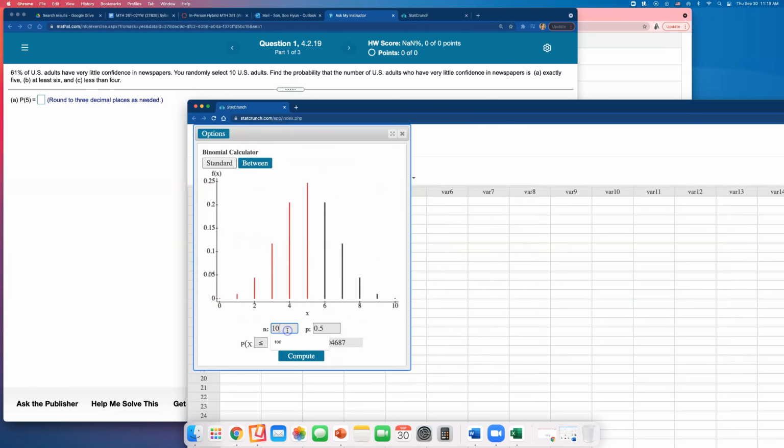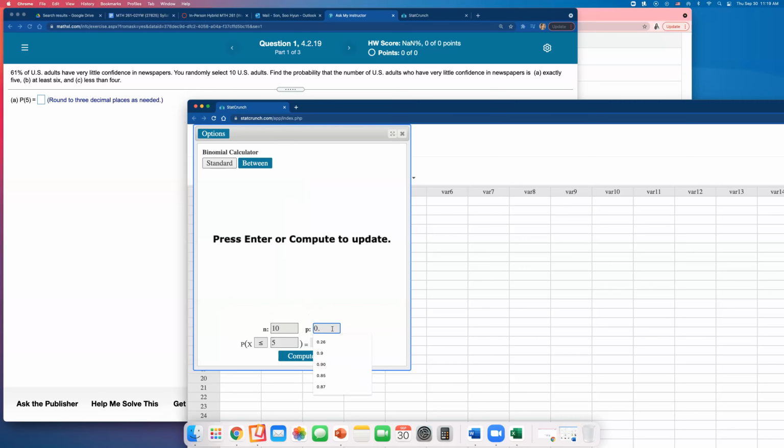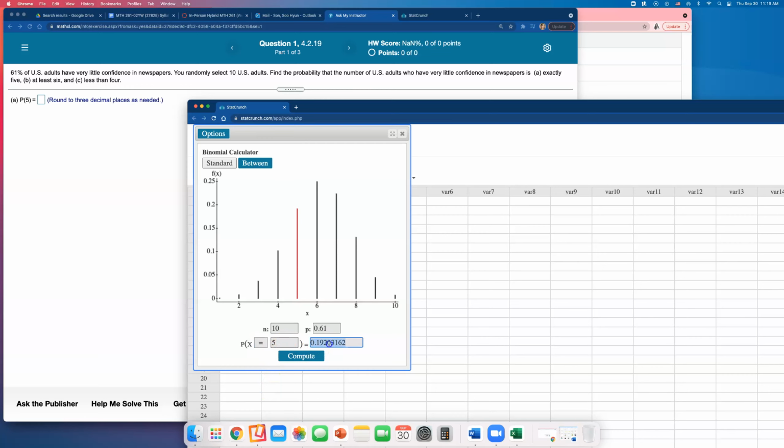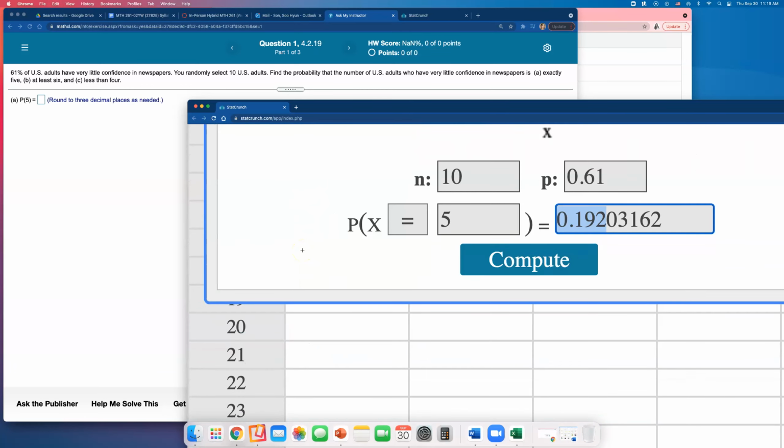Tell them that N is 10 because we randomly selected 10 US adults. Then P is 0.61 because 61% of US adults have very little confidence in newspapers. So the probability of success is 0.61. The first question is asking for exactly 5. So change that symbol to equal sign. Type in 5. Here's your answer. They want 3 decimal places, so I'm just really going to copy that.